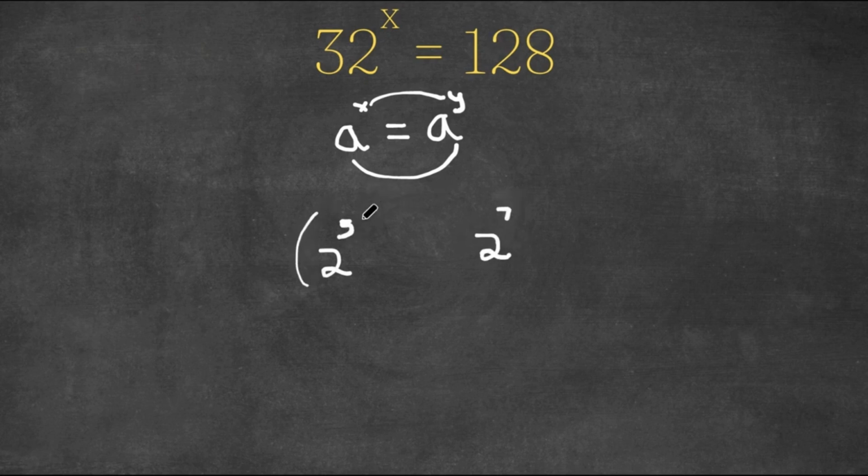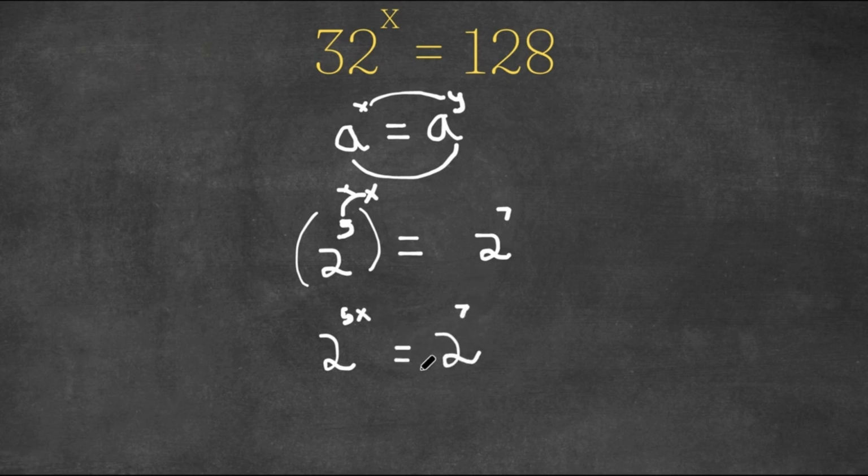And 2 to the power of 5 would be to the power of x, because we're replacing 32 with 2 to the power of 5. And this is equal to 2 to the power of 7. Now, when we have something like this, we multiply the exponents, because 2 to the power of 5 to the power of x is the same thing as 2 to the power of 5 times x. And 5 times x is 2 to the power of 5x. And this equals 2 to the power of 7 still.